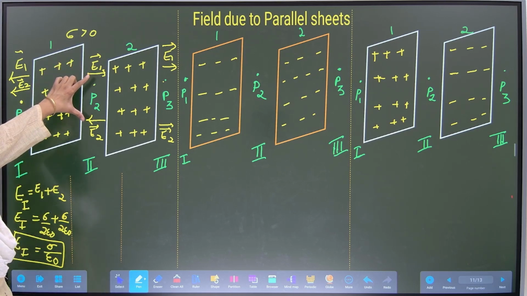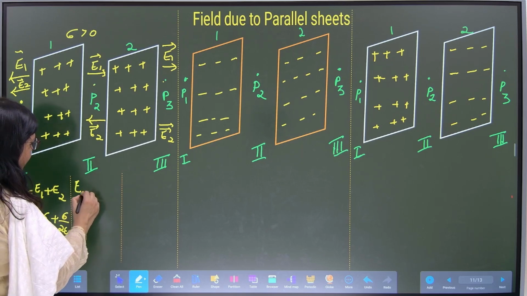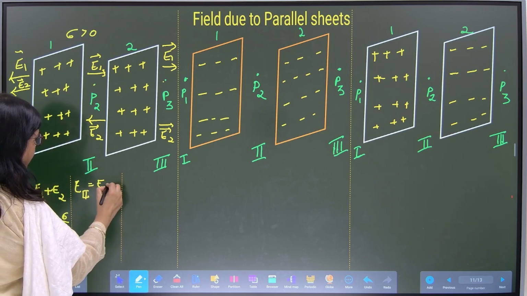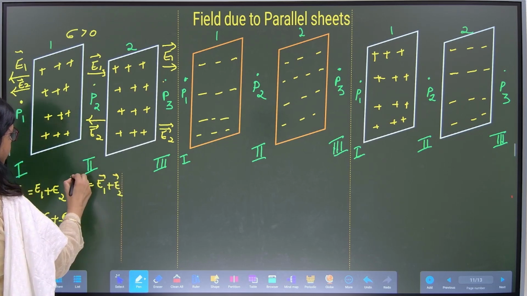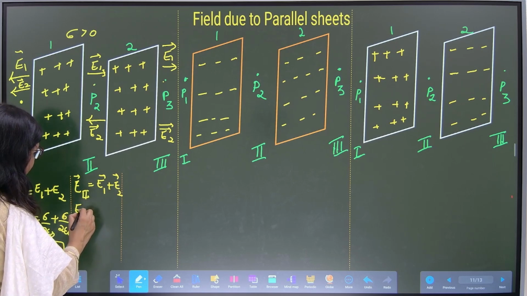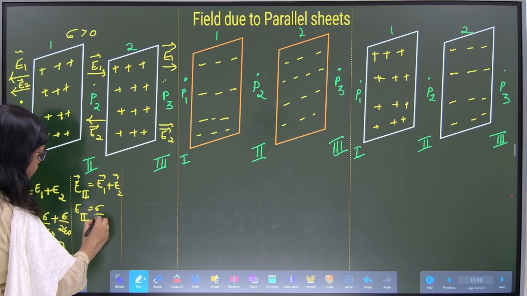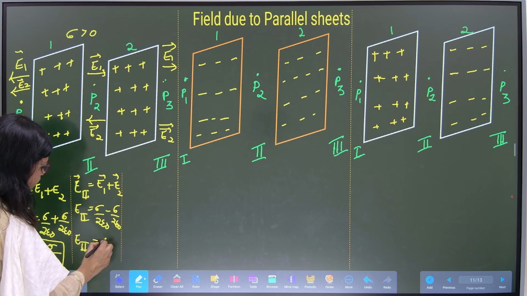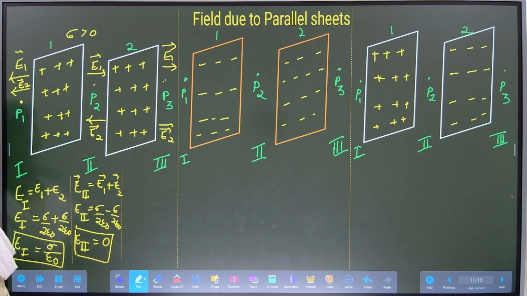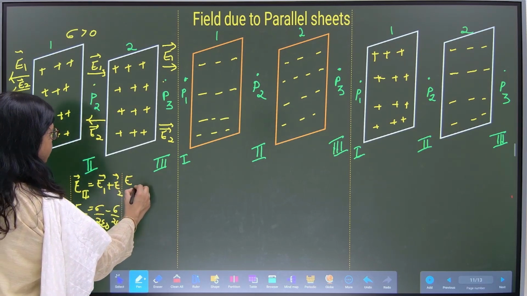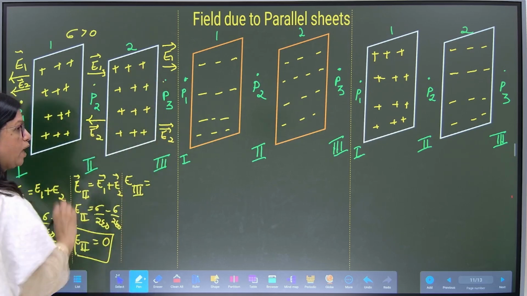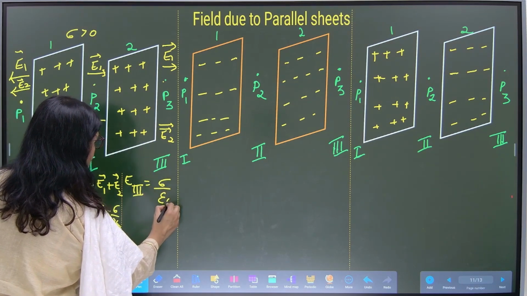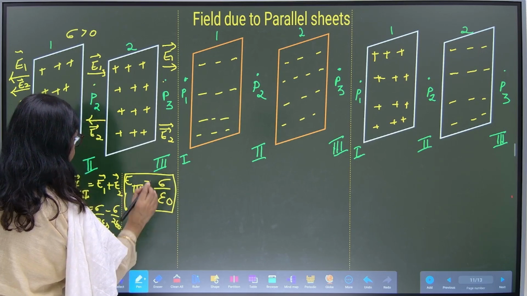Similarly, for region 2, the electric fields E1 and E2 are in opposite directions. So what should I do? I must subtract the values. I write it as addition only by superposition, but when I write its scalar part, I have to subtract: sigma upon 2 epsilon naught minus sigma upon 2 epsilon naught. My answer E2 is equal to 0 for region 2. Similarly, for region 3, E3, I can see E1 and E2 are in the same direction as for region 1. So directly I can write sigma upon epsilon naught. The calculation is the same as done for E1.